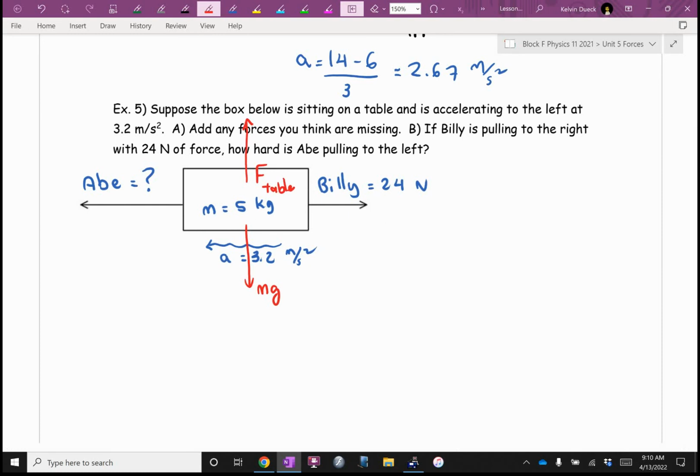This matches Newton's laws. Aiden, what does B want me to find? I'm going to call it F-Abe. In fact, I'm going to call it F-A. And I'll call Billy F-B. And you've clued in enough that we tend to abbreviate. Yes. Which way are we accelerating?